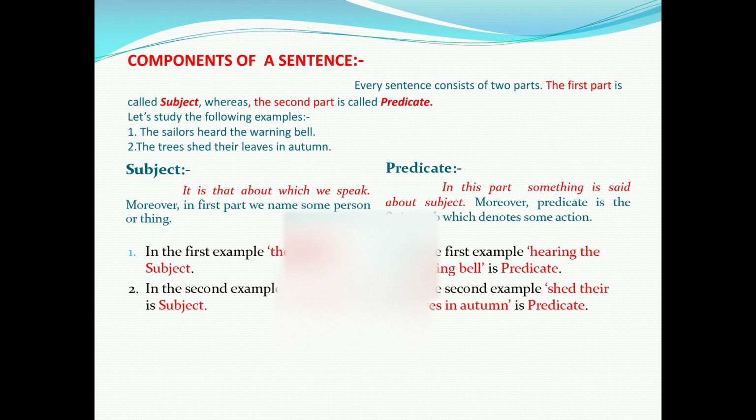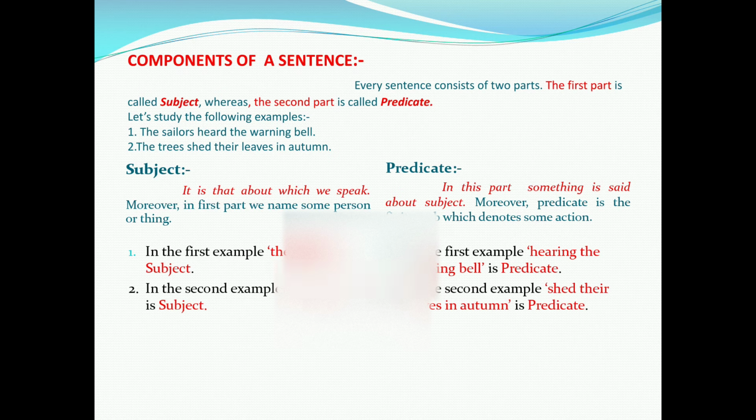What is predicate? It is the second part of a sentence. In this part something is said about the subject. कर्ता के बारे में कुछ कहा जा रहा है, उसे हम predicate कहते हैं simply. Moreover, predicate is a finite verb which denotes some action. Like in the first example, hearing the warning bell. तो इसमें sailors के एक्शन के बारे में बताया जा रहा है.